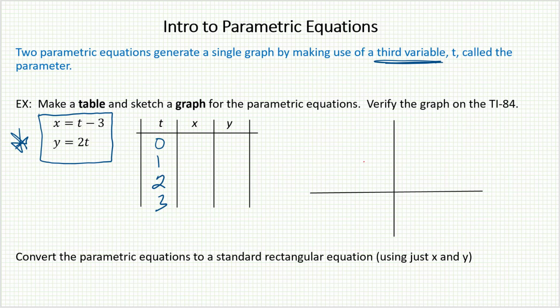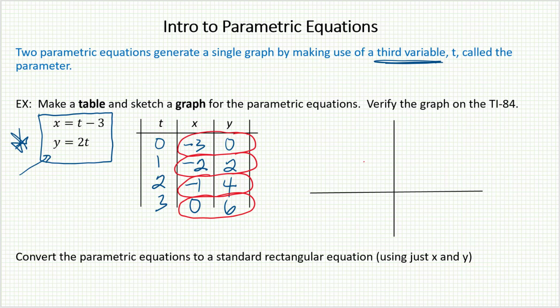X, it says, is the t value minus 3. So just subtract 3 from each of these t values. And then, let's see, the y is the double of the t. So simply double all those t values. Well, look what's happened now. Each t value has generated an xy ordered pair. These are the ordered pairs that I'm about to graph on that xy plane in order to generate the picture. So this is still the xy plane.